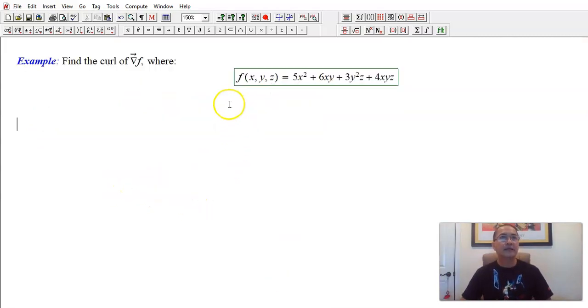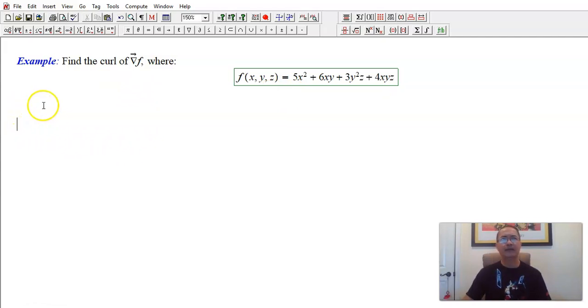Alright, so here's our second example. We want the curl of the gradient of f. Does that make sense? The gradient of f, we make the vector with a partial derivative, so that's a vector field. And then we can take its curl. Okay, so that makes perfect sense.